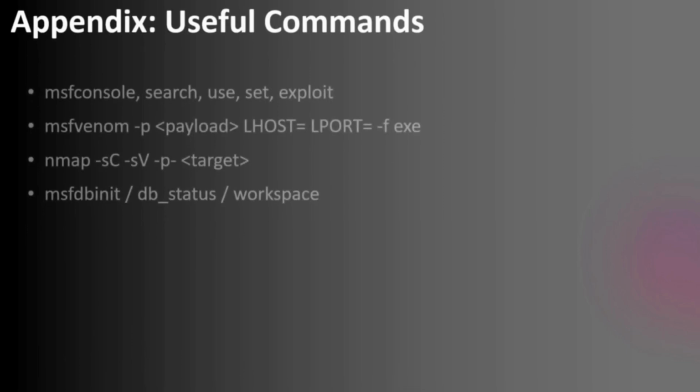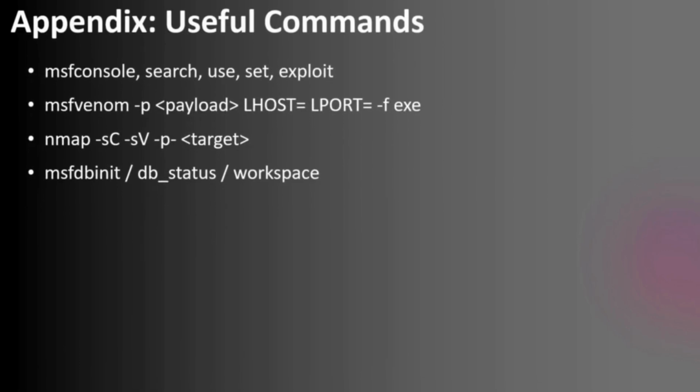Some useful commands. As we previously discussed for msfconsole, we can use search, use, set, and exploit commands to run the exploitation. In msfvenom, we can create a payload with the help of LHOST, LPORT, and the file format. For enumeration, we can use the nmap command to get details about the target port, service, version, and some common information. Coming to the database, we can check the database status and the information stored in the database.